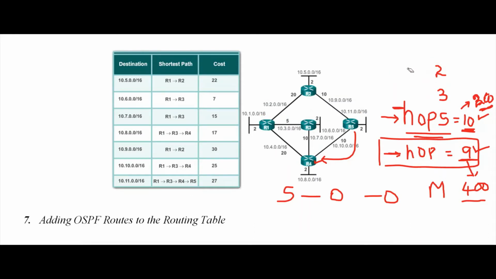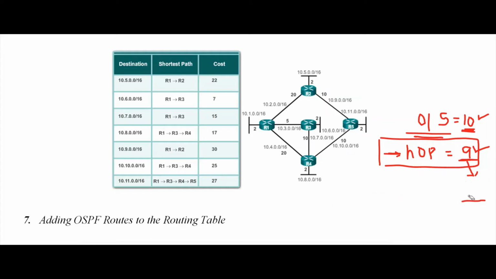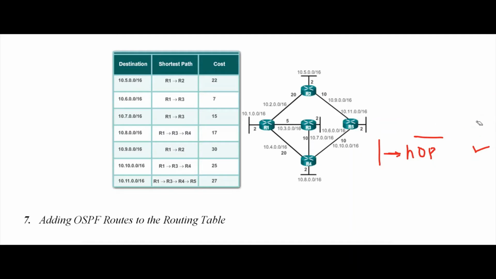Just a minute. So this is the topology diagram given to you. Can anyone tell me how many networks are available in this topology diagram? Please count the number of networks. How many networks are there?